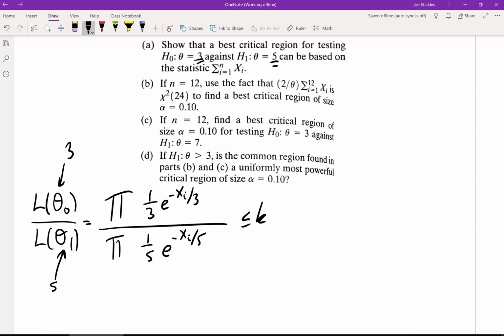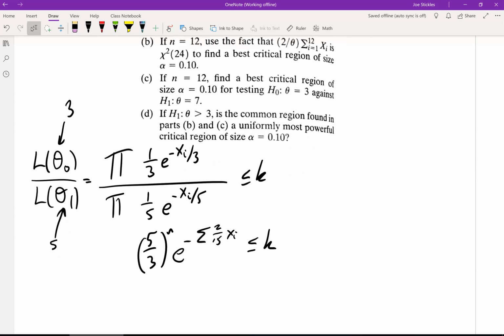All right, so now we get to play the algebra game. This is 3 to the n. This is going to be a 5 to the n when you reciprocate. So you're going to have a 5/3 to the n. Again, we'll subtract exponents here, factor out a negative. We need to take a 1/3 minus a 1/5. So that's 5/15 minus 3/15. We get 2/15 sum of x sub i, less than or equal to k.